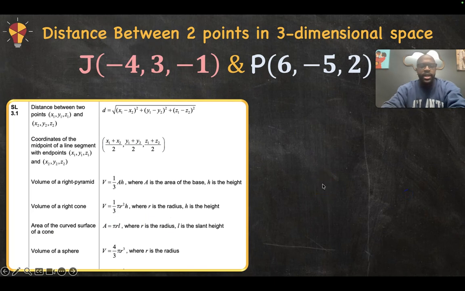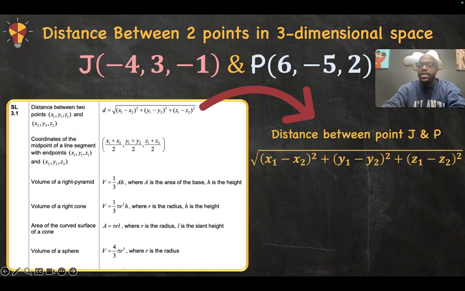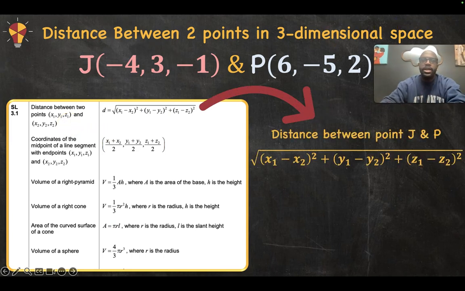So now what we're going to be doing with that? First, we're going to be finding the distance. So if you go back to Algebra 1, the way we found the distance was you take x1 minus x2 squared plus y1 minus y2 squared, and you take the square root of all of that, right? So it's the exact same formula for three-dimensional space. It's just now you're going to add the z. So z1 minus z2 squared.